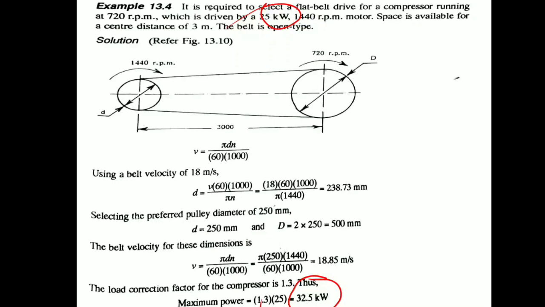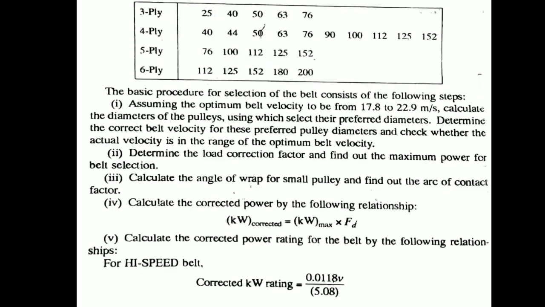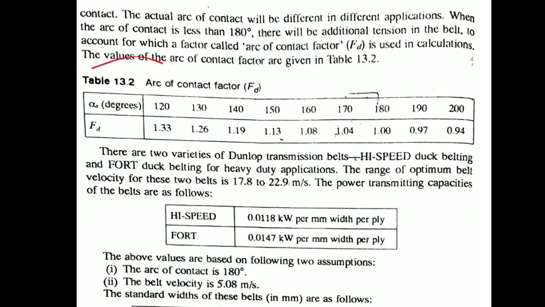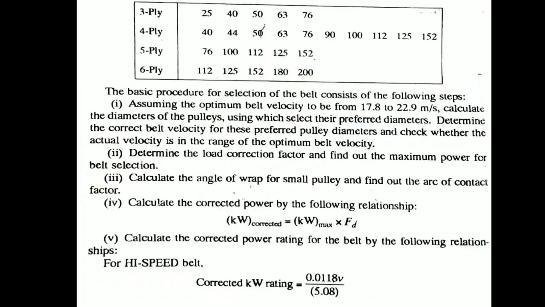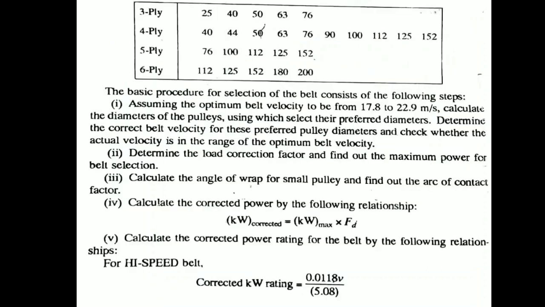Understood? Next, the arc of contact factor we have seen, this chart. Clear? We have to calculate what will be the angle. This is in degrees, all the angles. So what will be our angle for this application? Now we know this is an open belt drive, so I can use the equation alpha is equal to 180 minus 2 alpha, where 2 alpha is nothing but sine inverse of (D minus d) divided by 2C. D is known, small d is also known, and the center distance we know. So from that I will get alpha as 175 degree. Clear? So I will have to select the value of the arc of contact factor.